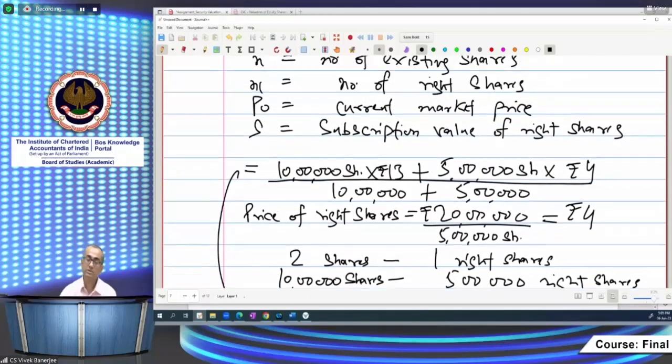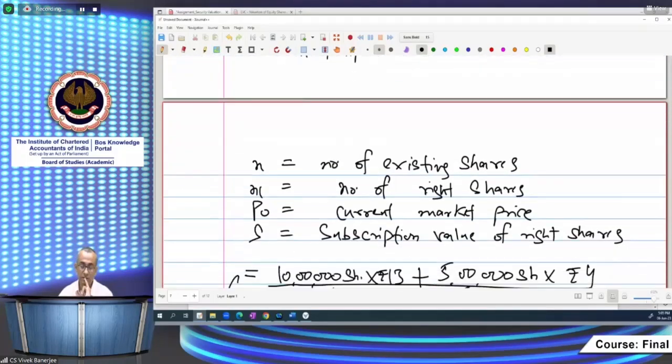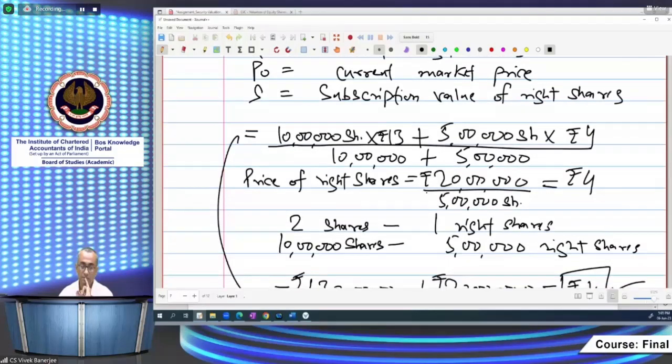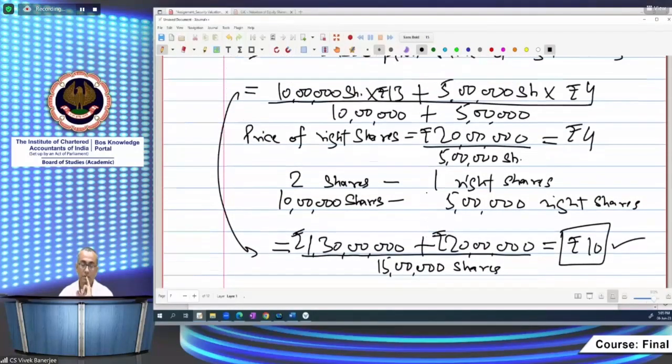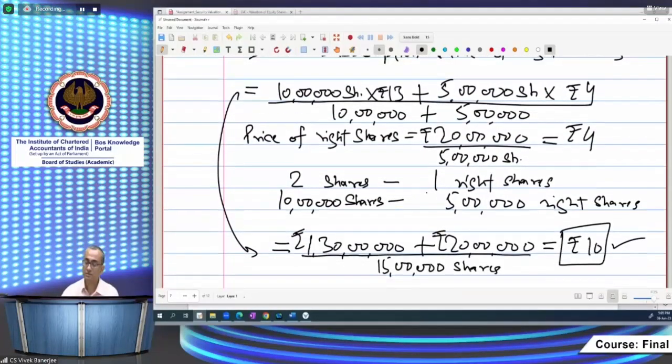So logically also you can solve this, because the ex-right price is the total value after the right share issue. The total value after the issue is the existing shares multiplied by the market price plus the right shares multiplied by the right price, divided by the total number of shares, that is existing equity shares plus right shares. In the same way this question has been solved. Okay, this is the ex-right price.